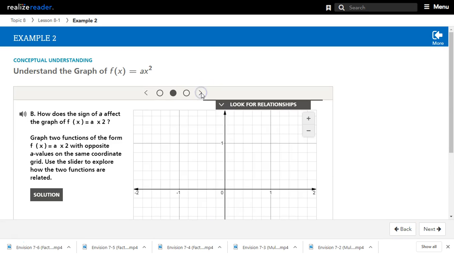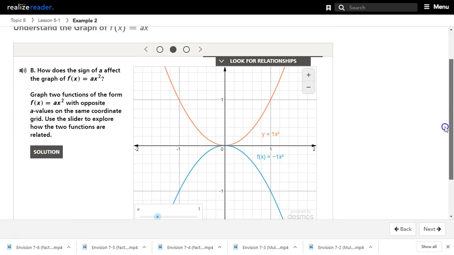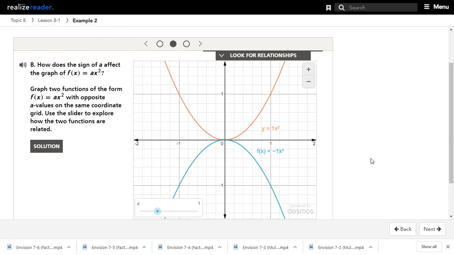All right. So here. Now look at what happened. What's A? -1. What happened to my parabola? It went upside down. It got reflected down. Why? Because the negative is where? On the outside. If it's inside, it's going to be inside the parentheses and being squared.